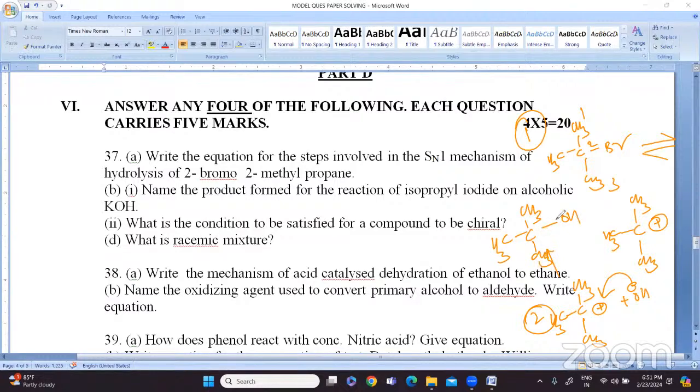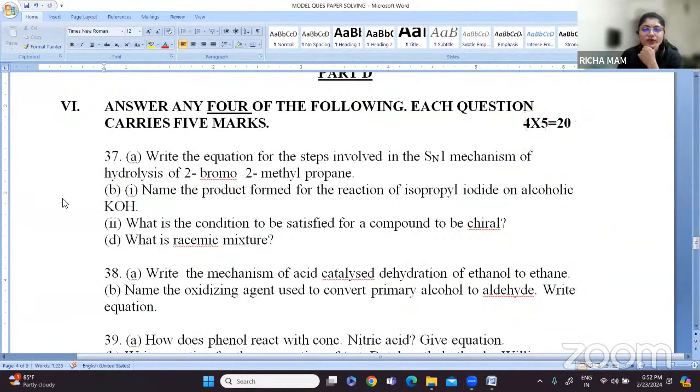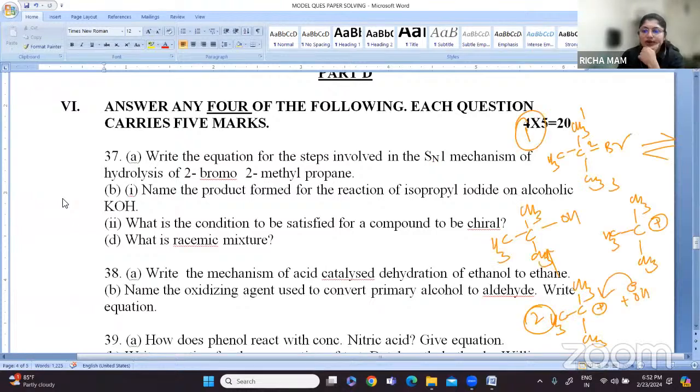So this is a two-step reaction. The first step is a slow step. It undergoes ionization and gives a tertiary butyl carbocation, and this carbocation is a planar structure. Then the second step is the attack of a nucleophile on the carbocation. A simple explanation with the 2 steps should be written. Okay, next question.